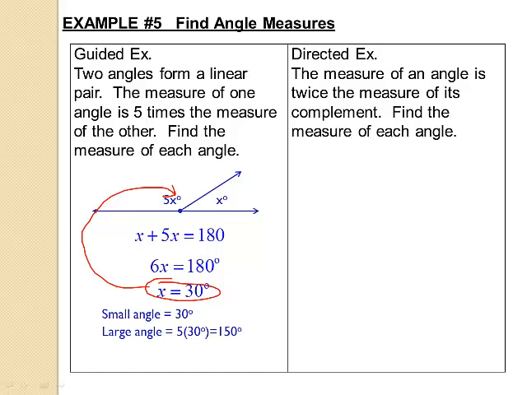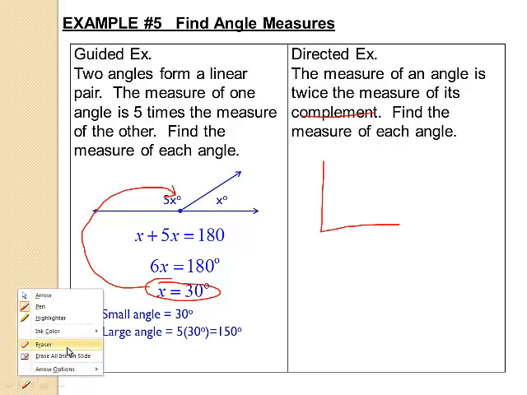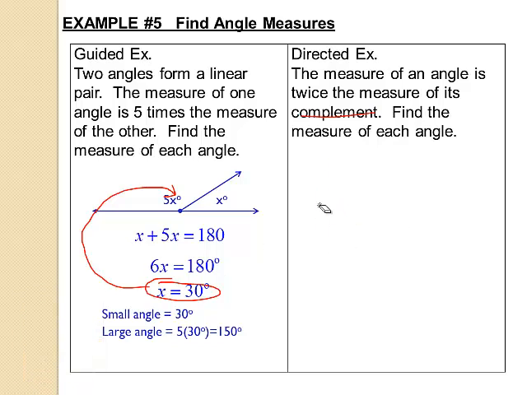In the directed example, it says the measure of an angle is twice the measure of its complement. That means you have a right angle. So immediately draw a right angle. When you do that, here's your angle, and then you have just a ray coming out of the middle of the angle. Find the measure of each angle.